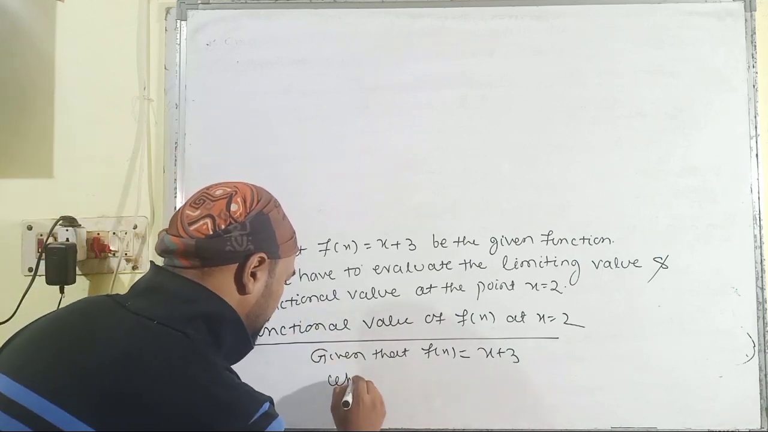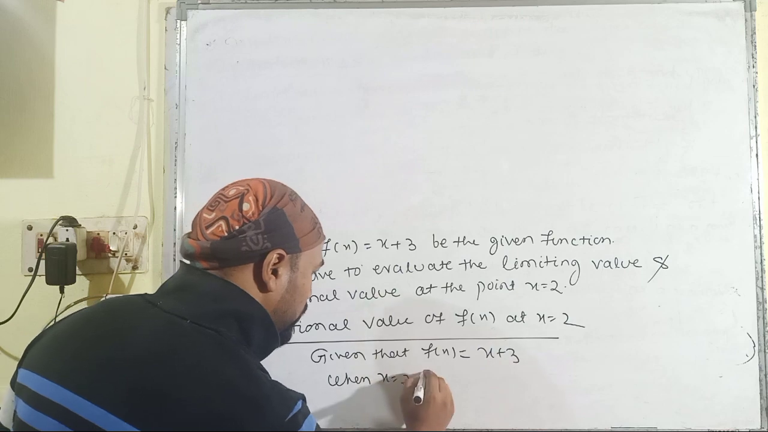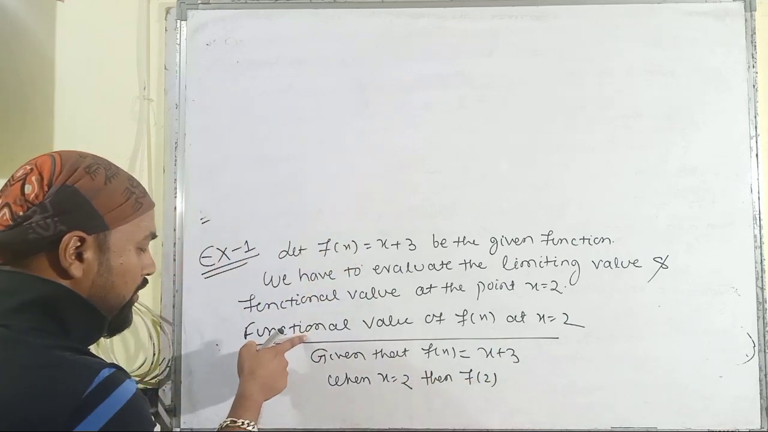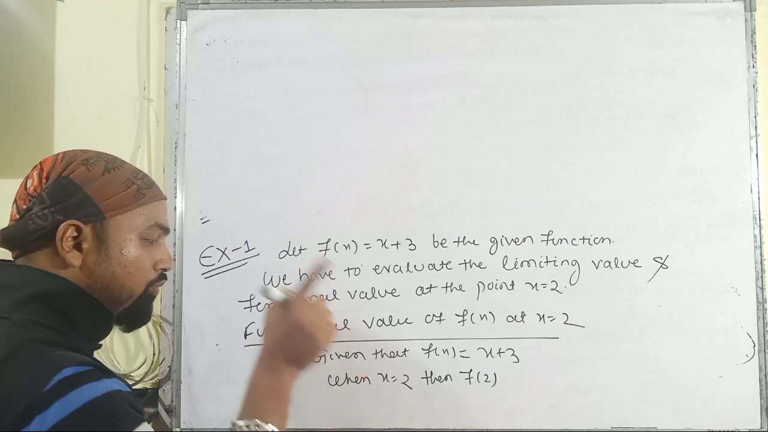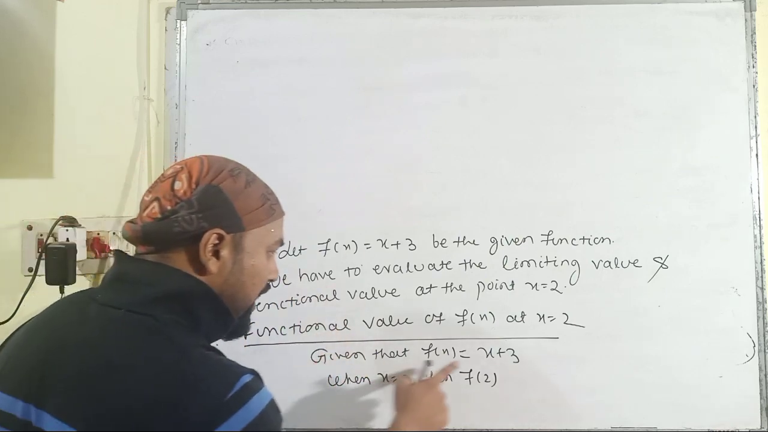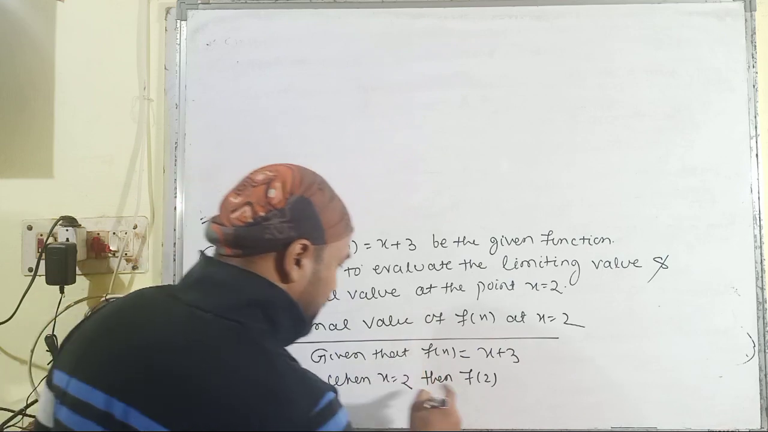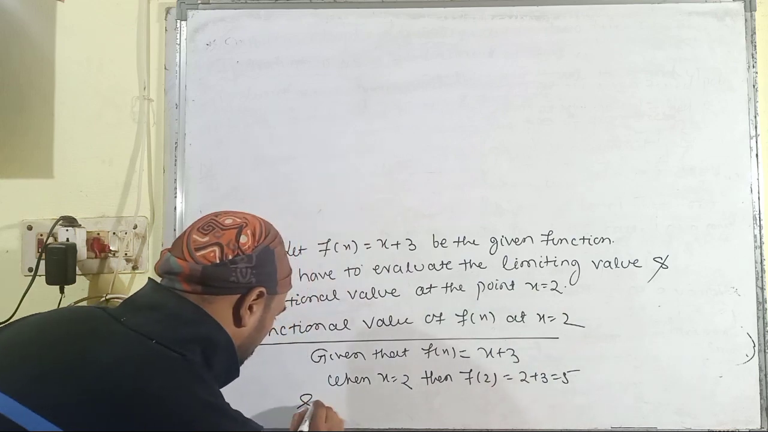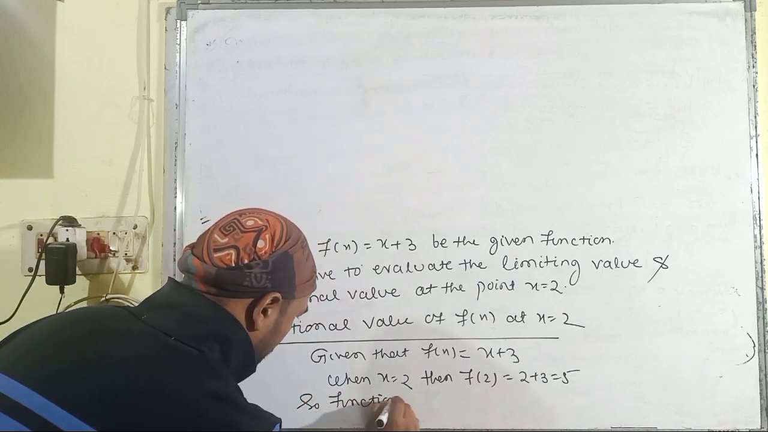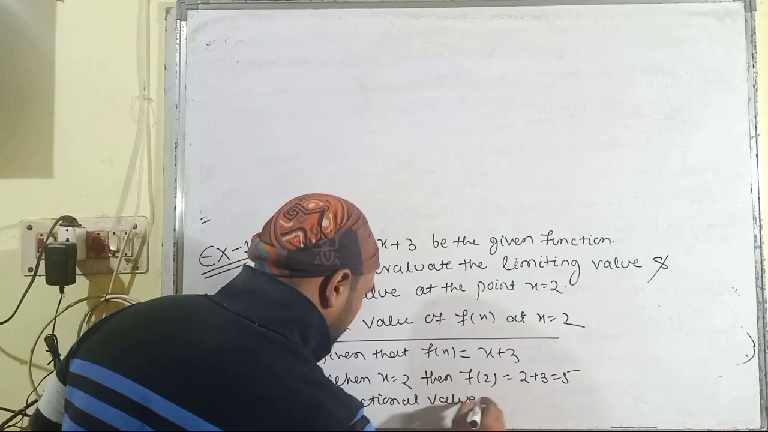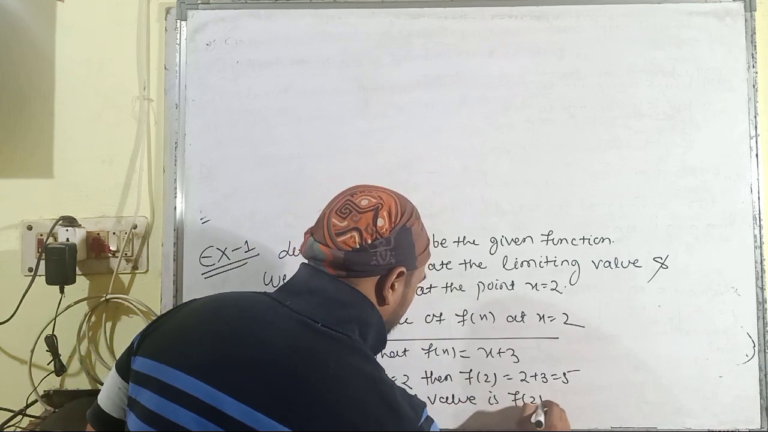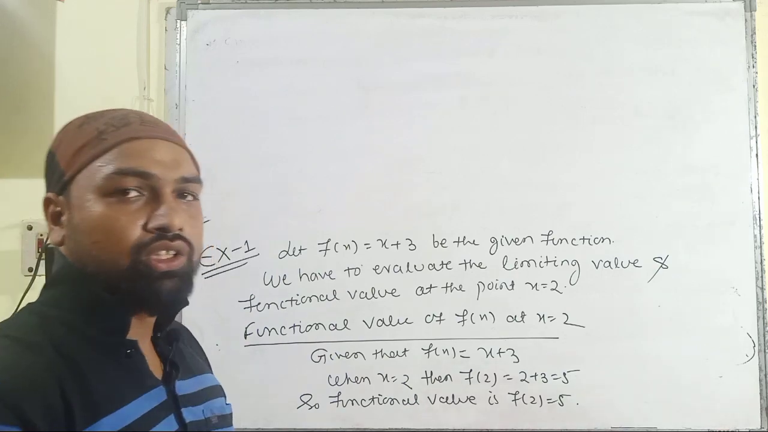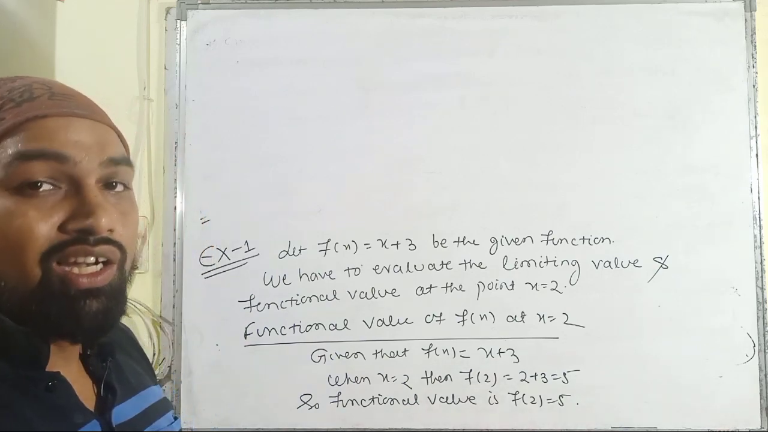Then when x is equal to 2, then f of 2, because we are evaluating the functional value, that means we have to directly substitute the value of x in place of f of x. So f of 2 is equal to 2 plus 3 is equal to 5. So the functional value is f of 2 is equal to 5, and here it is the functional value. Then let us determine the limiting value.